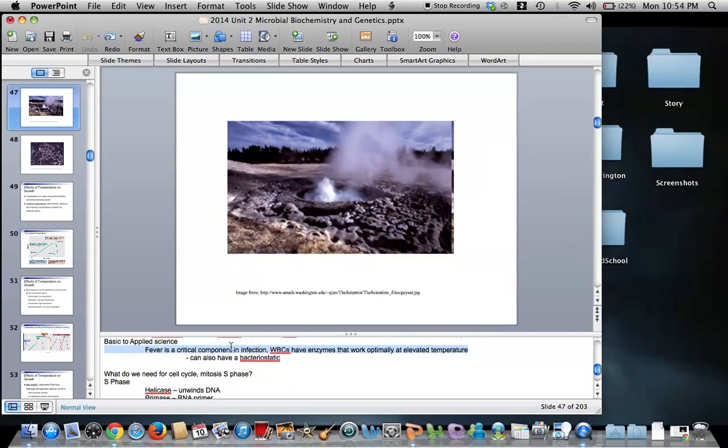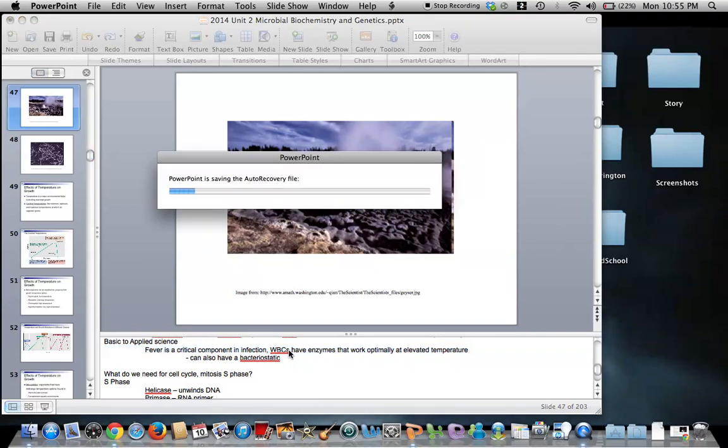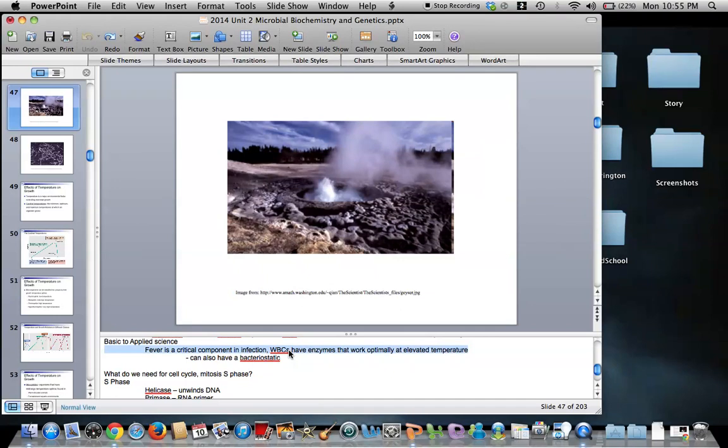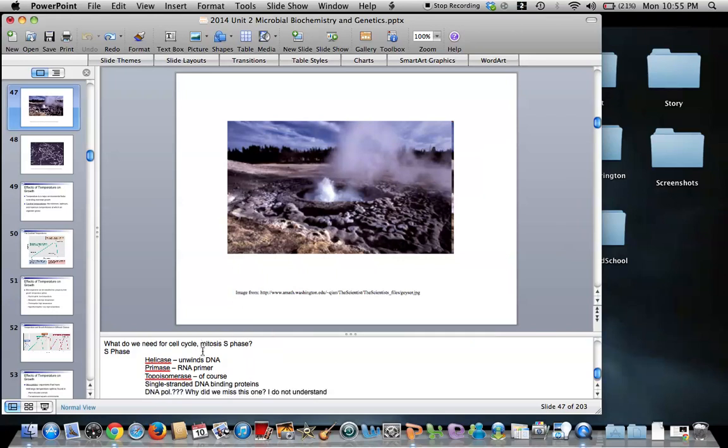Fever is a critical component in infection because white blood cells have enzymes that work optimally at elevated temperatures. And this is actually controlled in your immune system. So we're moving away from T. aquaticus and now into your own body. You don't want your white blood cells always expressing the kill-the-bacteria proteins while they're just searching around in your tissues. So only when they get the generalized signal of the fever temperature will they turn those on, basically. The increased temperature of a fever can also be bacteriostatic and keep them from growing.